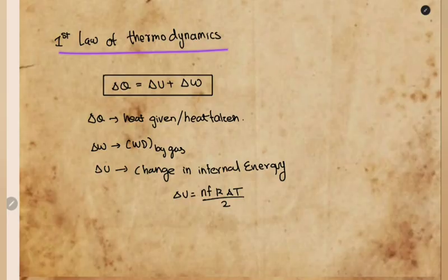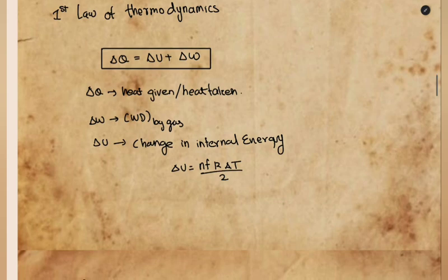Okay. So the first law of thermodynamics says delta Q is equal to delta U plus delta W. This is important. Of course, the first law is definitely important. And delta Q is heat given or heat taken. So what is delta W? Work done by the gas. What is delta U? Change in internal energy, where delta U is equal to n Cv delta T, or n f R delta T by 2.